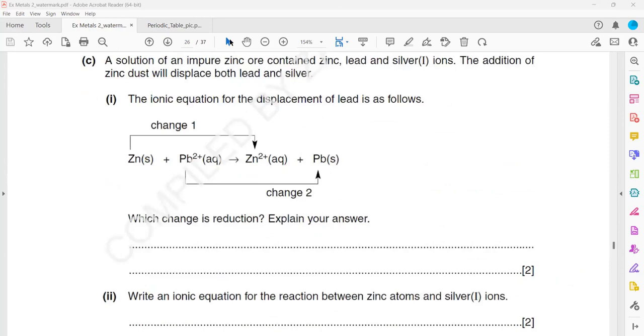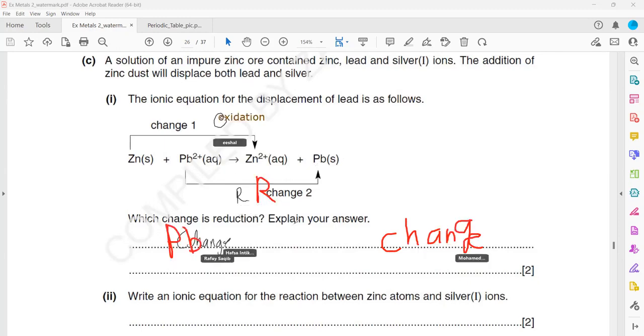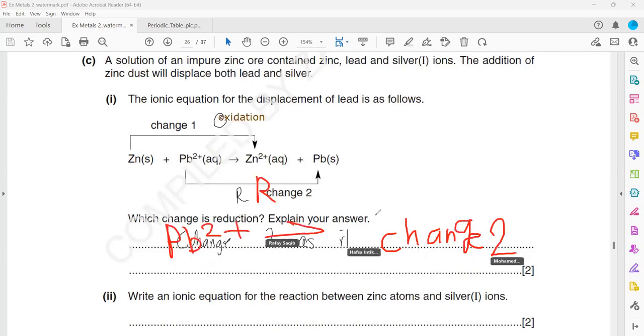In the two arrows you can see a zinc atom turn into a zinc ion. So atom changes to ion. What is this first change? Oxidation or reduction? Oxidation. And what about lead ion turning into lead atom? That is reduction. So which change is a reduction? That is change 2. And why is it a reduction? Because reduction means it is a gain of electrons.